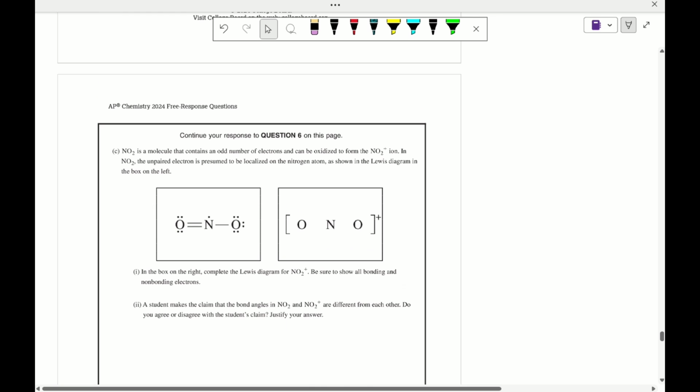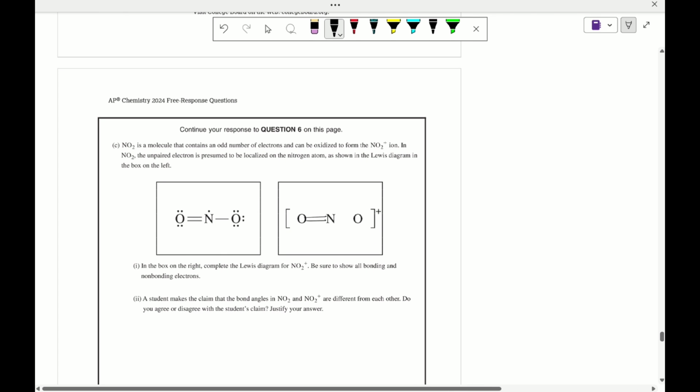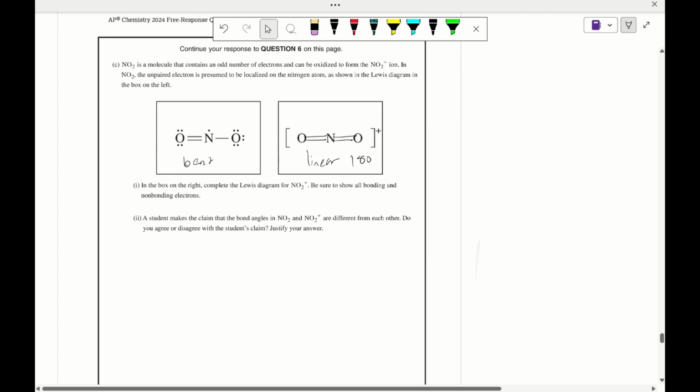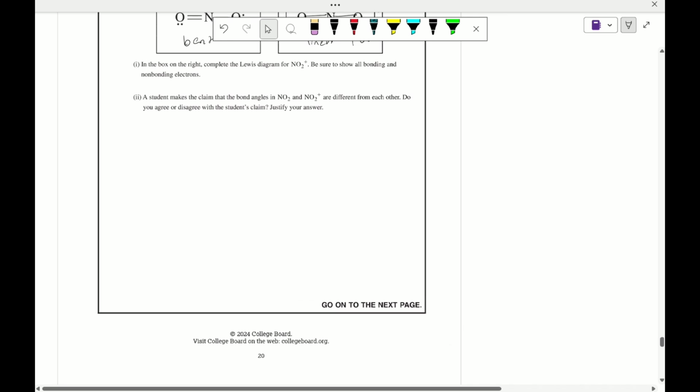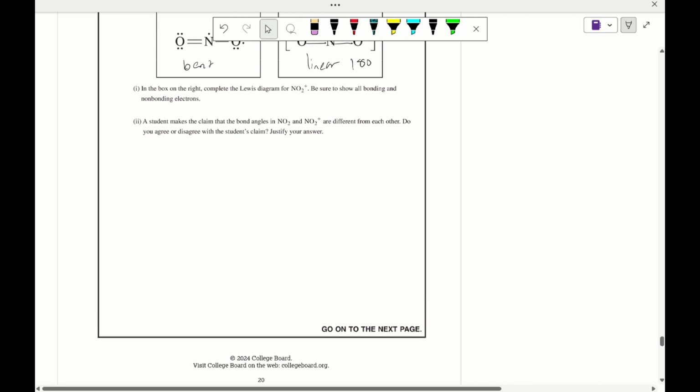For this, I think it would just be a double bonded oxygen to the nitrogen, something like that. And then would the bond angles be different? Yes, they would be different because one has a lone pair, the other doesn't. So this would be linear, and this would be bent. So the bond angles would be different as linear is 180. So you would agree with the student. Agree.